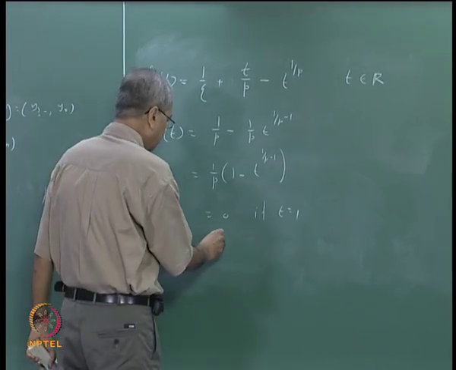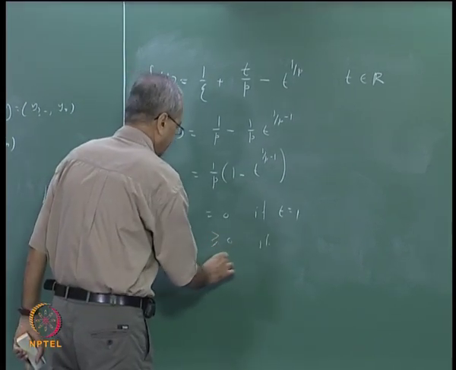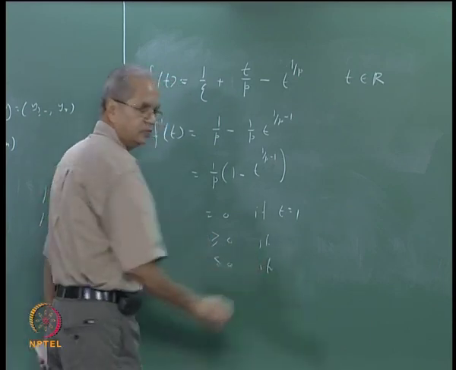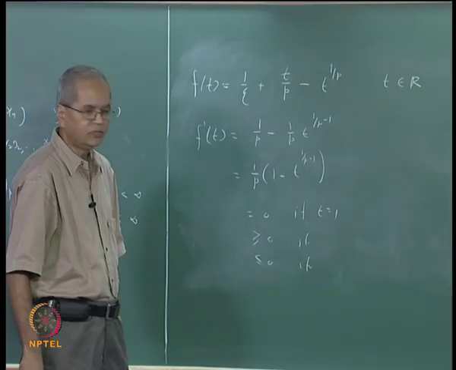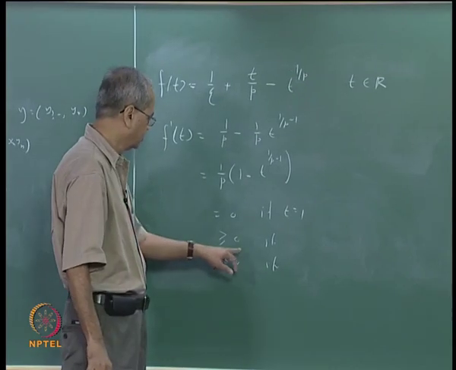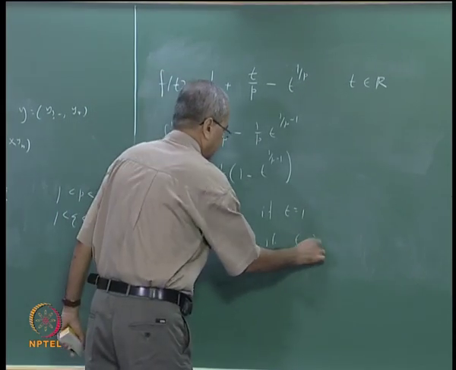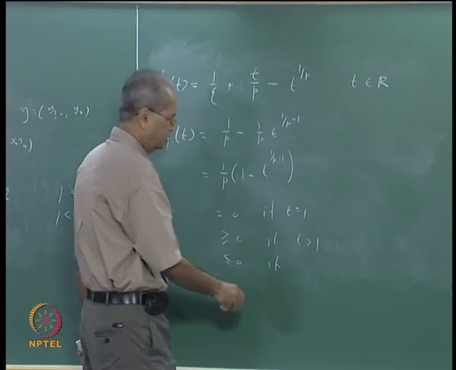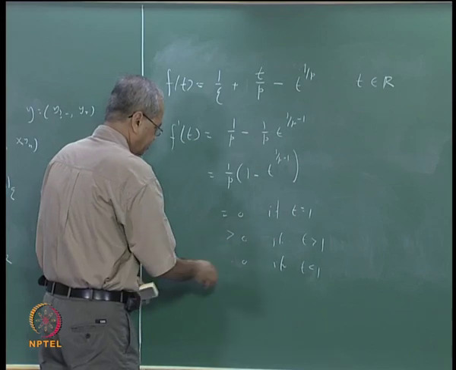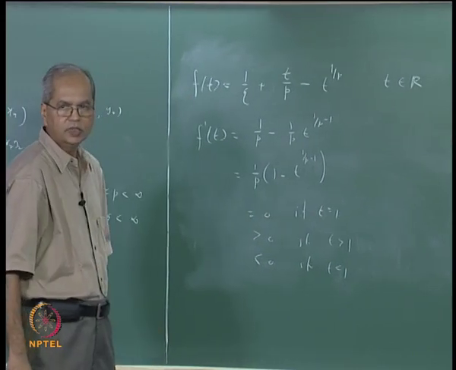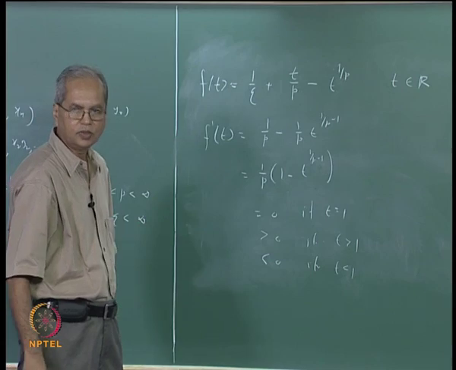Tell me when it will be bigger than or equal to 0, and less than or equal to 0. When t is greater than 1, it is greater than or equal to 0, and it is less than or equal to 0 if t is less than 1. In fact, here you have strict inequality actually. Just check that. Is that clear?